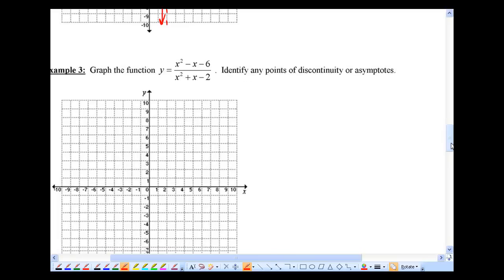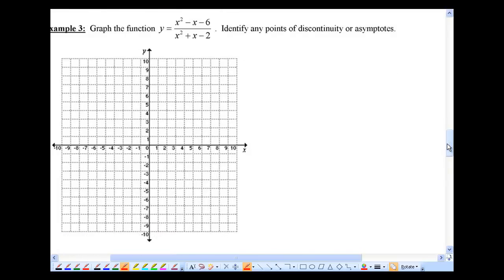Three has an interesting rational function. It's a trinomial. I'm going to ask you to graph that out and also identify any points of discontinuity or asymptotes. So, let's try. First thing you do, that's right, factor.